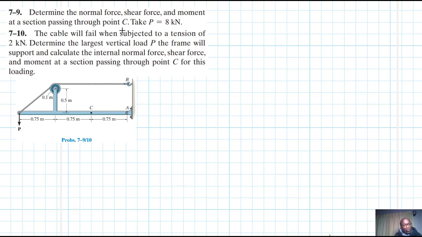So we'll start with case 1, which is to take P equal to 8 kilonewtons, and later on we're going to take the maximum tension that the cable can take of 2 kilonewtons, right? This problem is coming from the Engineering Mechanics: Statics textbook, 13th edition by R.C. Hibbeler. So quickly we're going to draw the free body diagram.